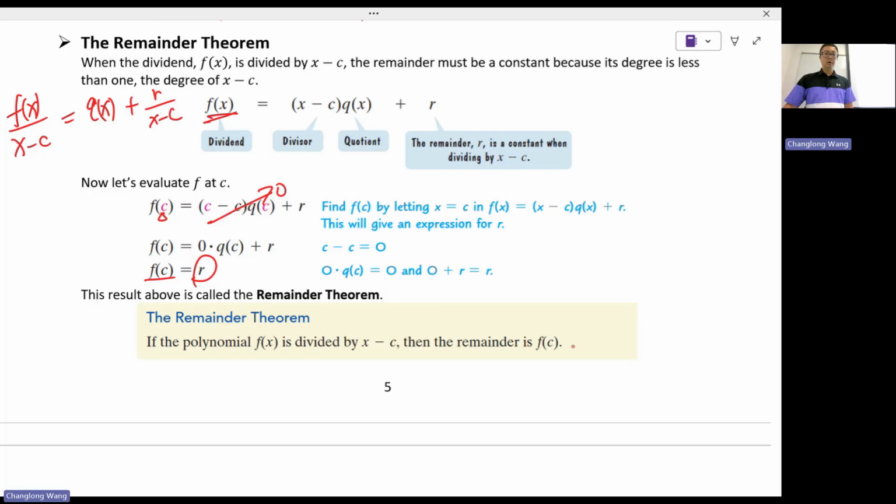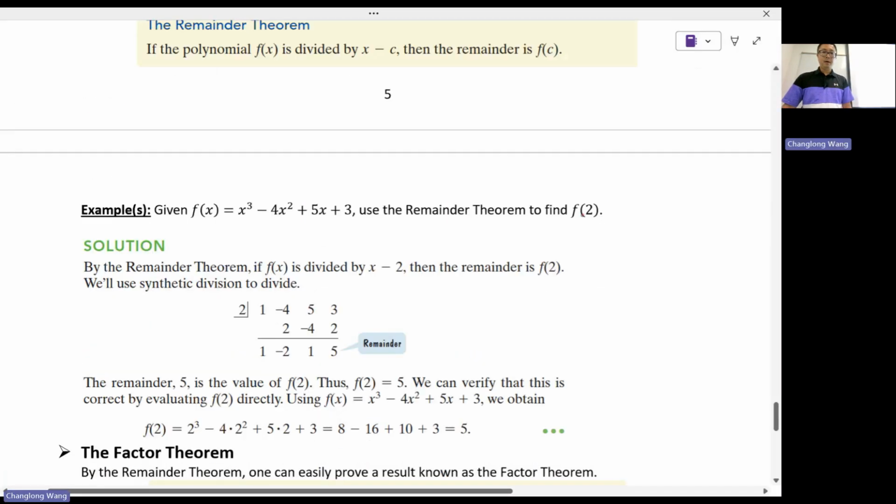Well, what do you think it's going to do for us? You might get those kind of silly questions asking you to use the remainder theorem to find out what f of 2 is.